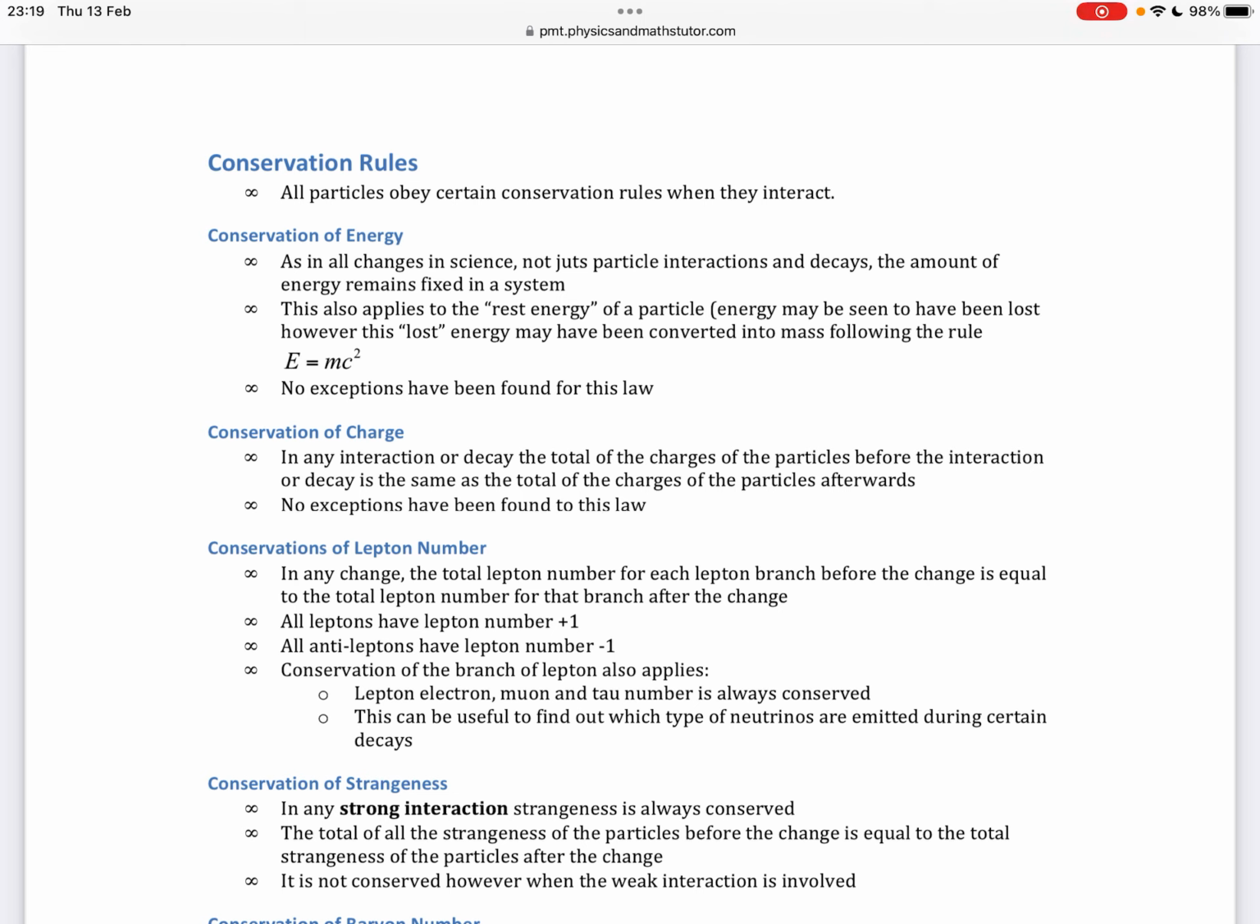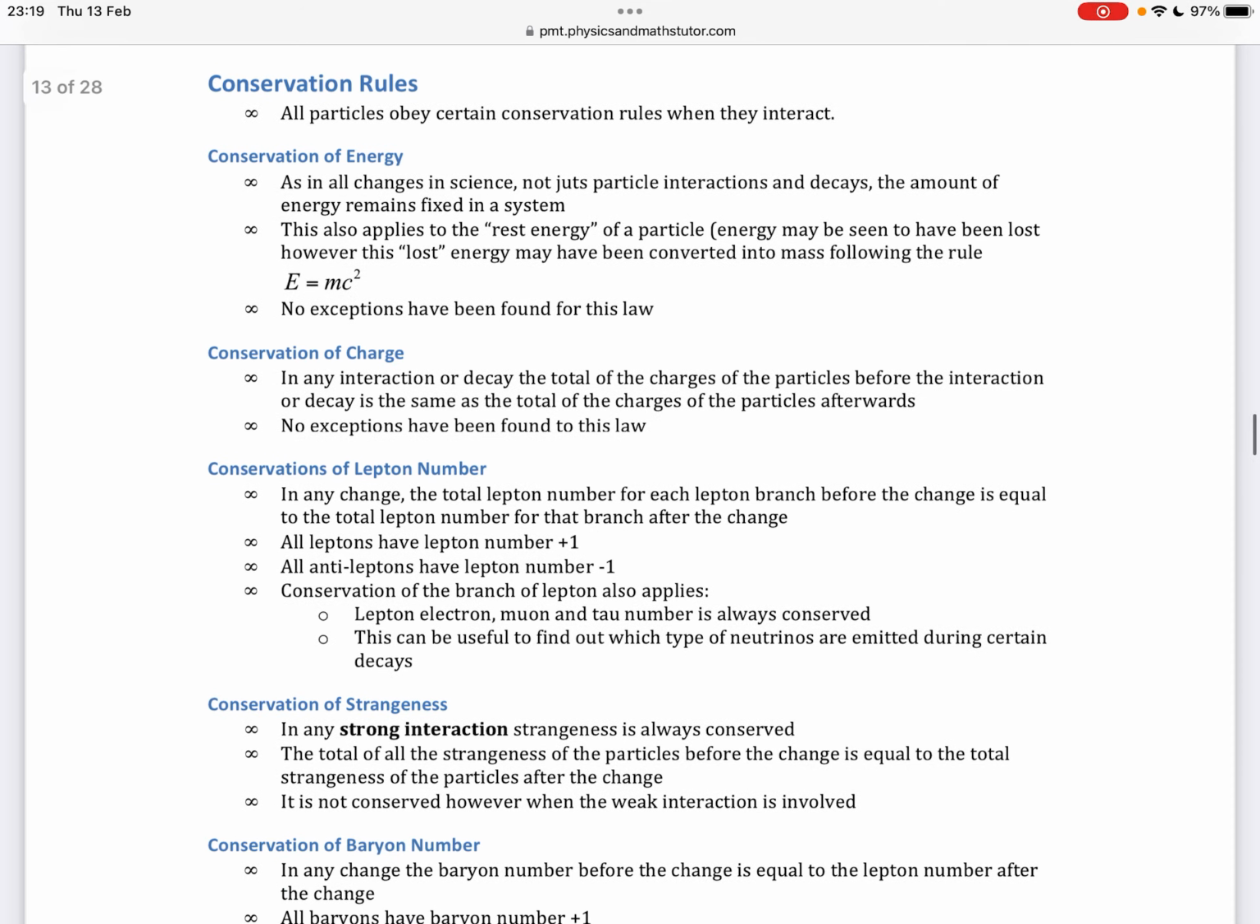So the conservation rules are basically that all particles obey certain conservation rules when they interact. The conservation of energy, as in all changes in science, not just particle interactions and decays: the amount of energy remains fixed in a system. It was said in O level that energy is never created or destroyed, but rather transferred. This also applies to the rest energy of a particle. Energy may be seen to have been lost, however, this lost energy may have been converted into mass, following E equals mc squared. No exceptions have been found for this law.